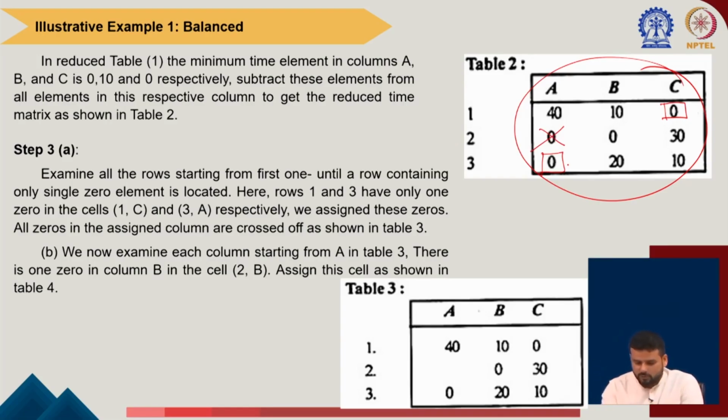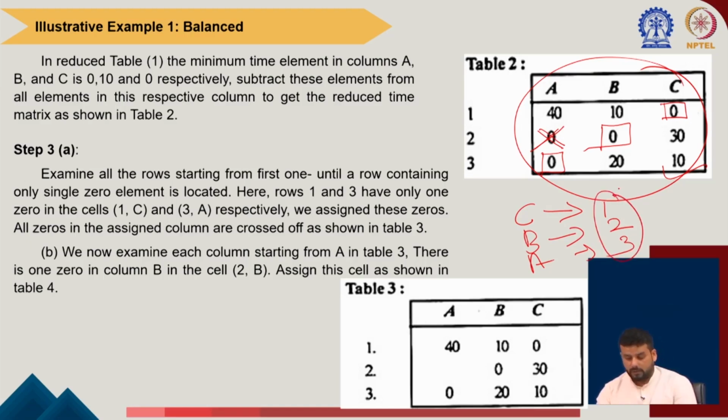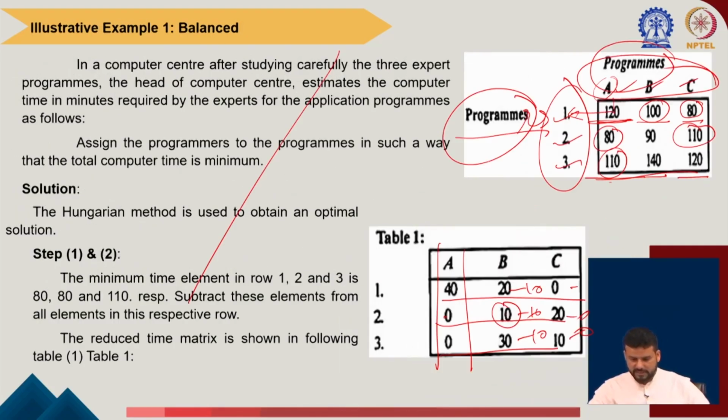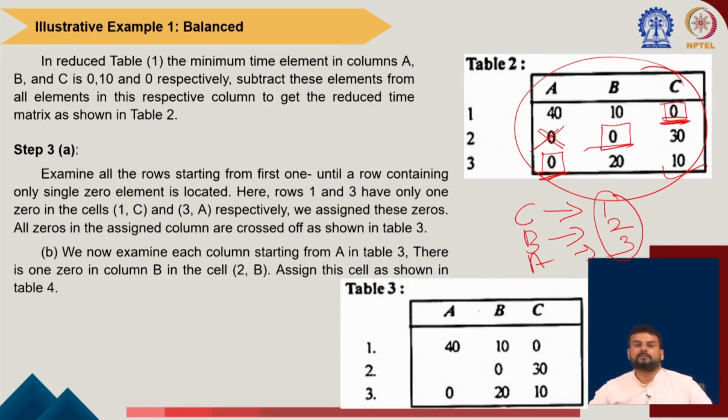Done. Now you come to the second row again, because the other zero is already struck off, so we have only one 0. This assignment is done. If I follow this algorithm, program C should be assigned to person 1, program B to person 2, and program A to person 3. Now we'll find out the cost. The cost is just whatever the cell values are, and you need to sum them up. From the initial matrix you can see 80, 90, 110. You sum up these values, and this will be the total cost.